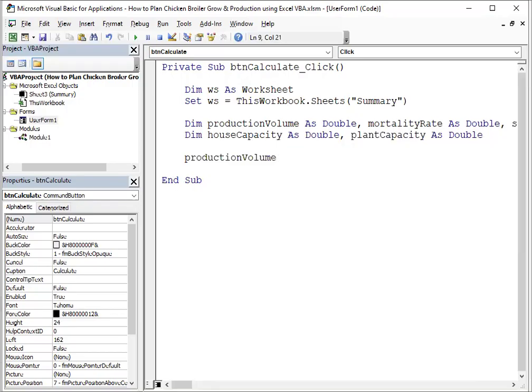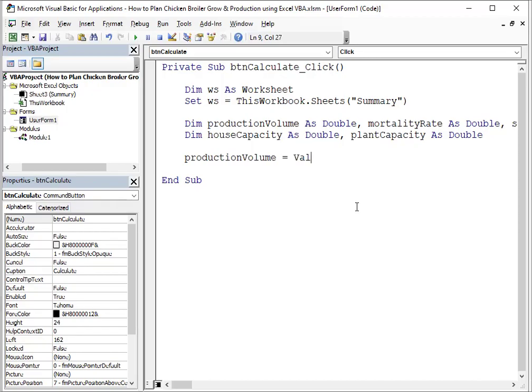Production volume equals val. What is val? Val is value. It stands for value, and converts the string containing numbers to an actual number. Just like in VBA, for example, if you have ABC1234, then it just gets the 1, 2, 3, 4, the numbers only.